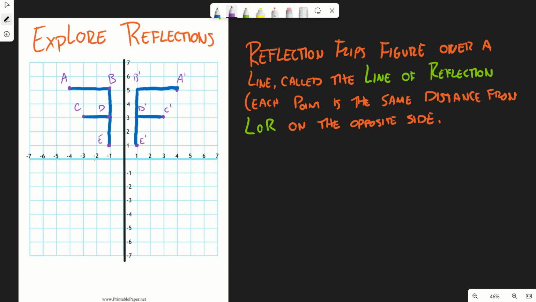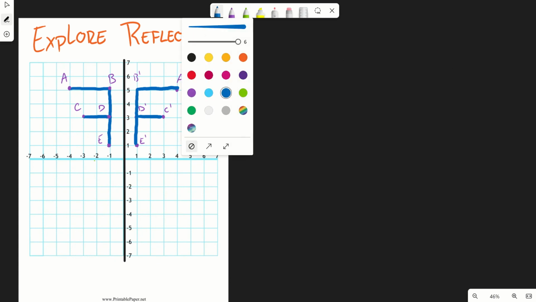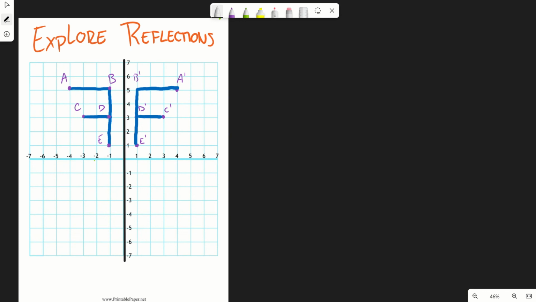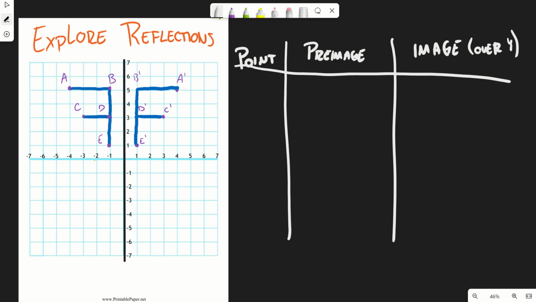Now, if we were to take this information, take what we just did, and make a table to help us understand some things, I'm going to make a table over here, and I want to know my point, the pre-image, and the image, and this was over y. I want to make a table of this information right here.